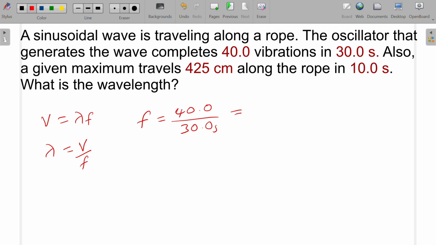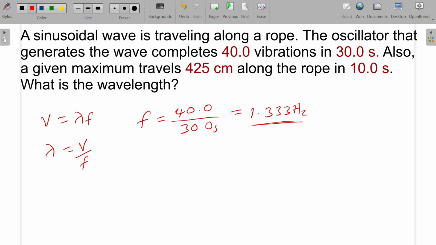So when we punch our calculator, what we are getting is 1.333. We'll cut it to 3 decimal places. So our frequency in this case is 1.333 hertz.